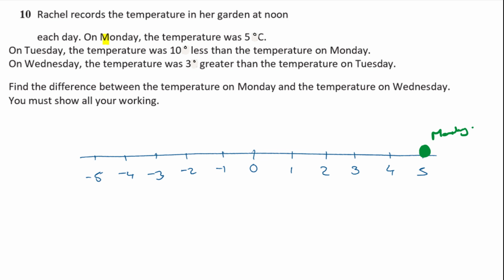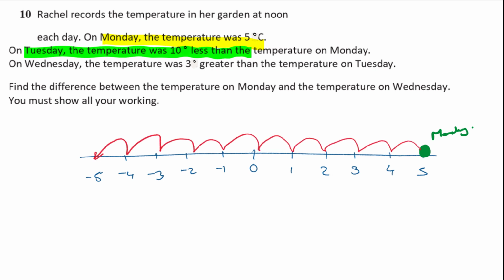So we've done that. And then on Tuesday, the temperature was 10 degrees less. So it's going down 10, isn't it? So let's bounce down the number line. 1, 2, 3, 4, 5, 6, 7, 8, 9, 10. So we're going to end up here, aren't we? Okay, so then on Tuesday, we're all the way down here now. So this is the temperature for Tuesday.